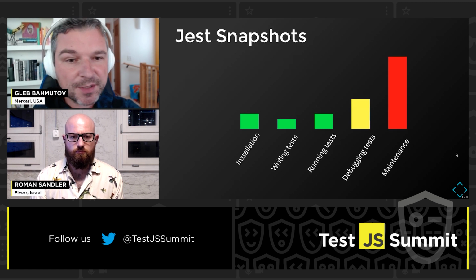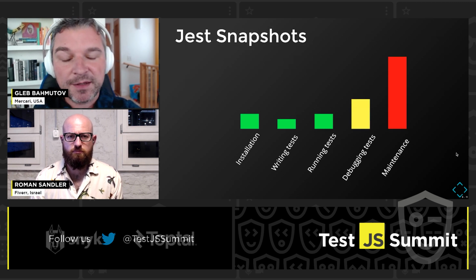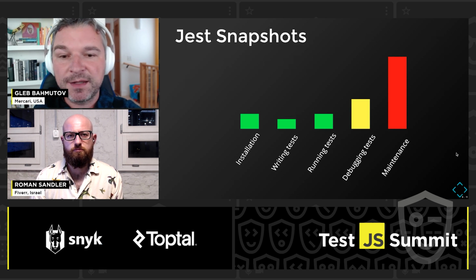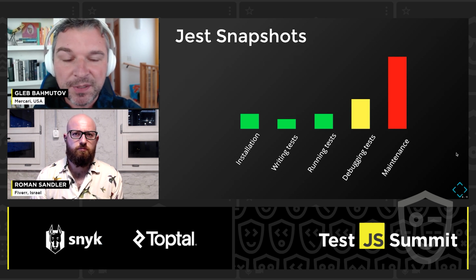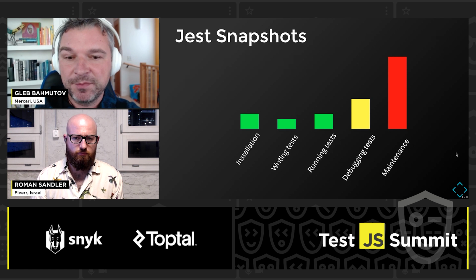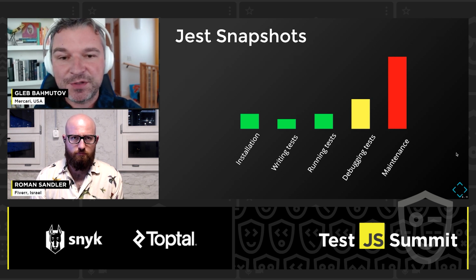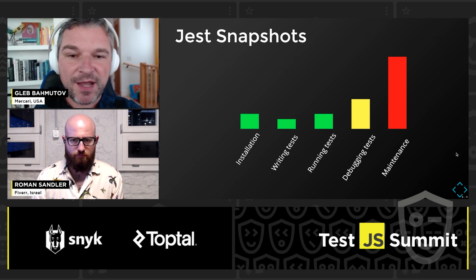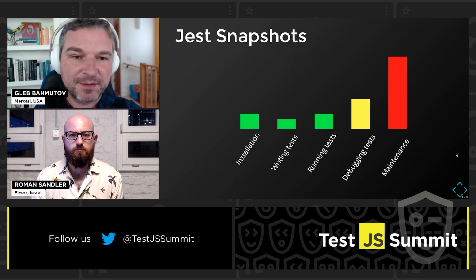Now, let's say you use Jest Snapshots. In that case, debugging tests is easier because you have more context to each failure. But maintaining the tests becomes a problem. And more often than not, you just say, yeah, just approve this giant snapshot, just replace the existing one.